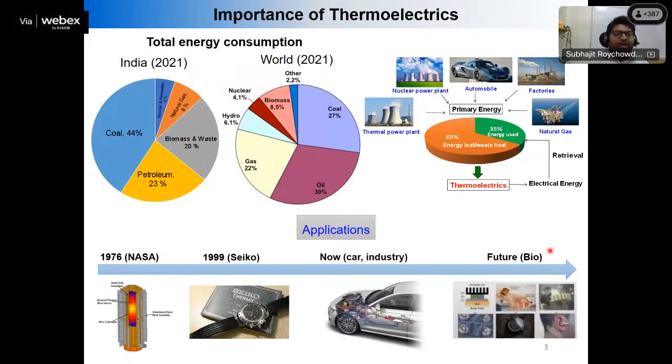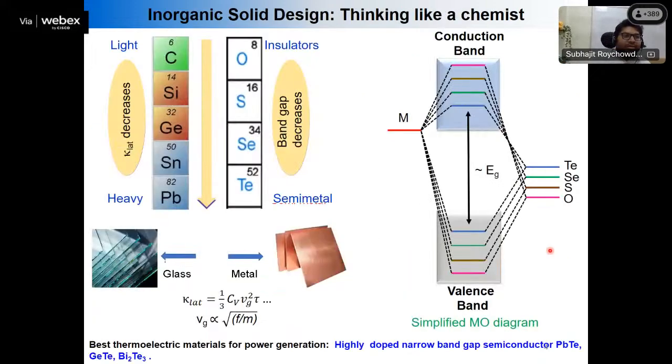And in the future, you can also use it maybe with biological systems, so it can be more useful for our daily life. Now the question is how to design a material, right? For that, we have to look to our best man-made table, which is nothing but our periodic table.